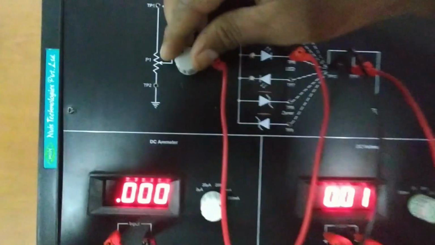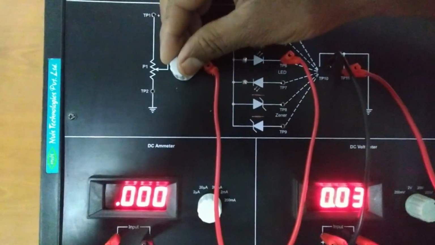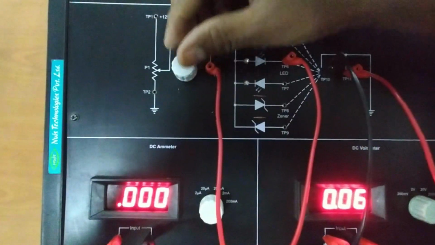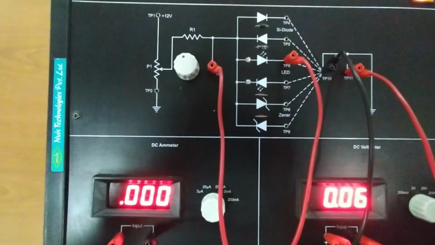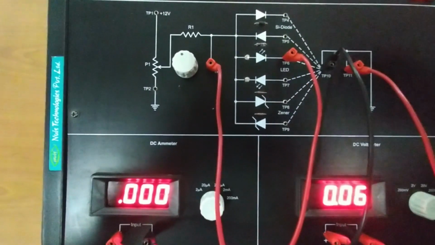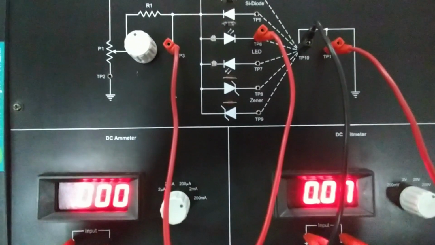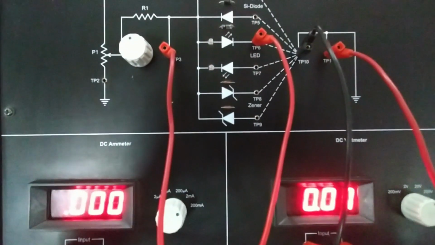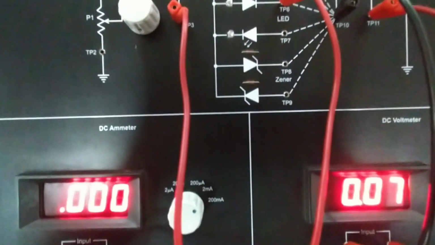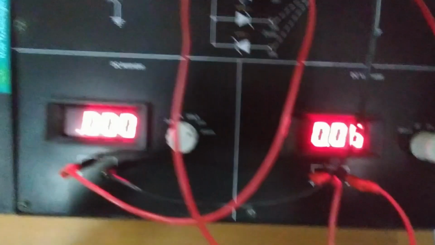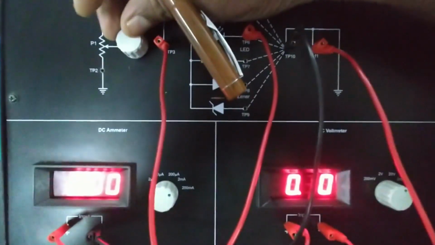Now I increase this voltage, maybe to around 0.05. Okay, I am adjusting it. Now it is showing 0.07, but the current is 0. See, there is no light coming out from the LED also. So therefore, I write the second reading as 0.07 and the current value as 0. Okay. So now I take the next reading. I am adjusting this to 0.1.